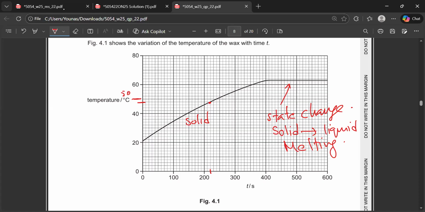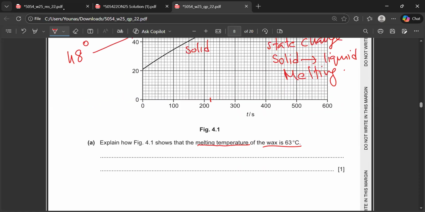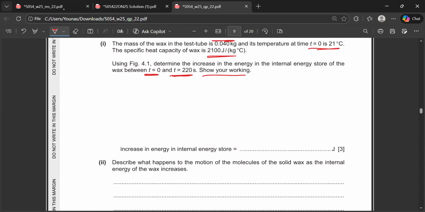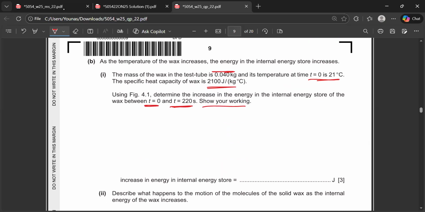So this is 50. So this temperature, I thought, was 44. It's 48, because this is 16. So 48, sorry for that. Okay, so I know the initial temperature. So you can say that theta 1 is 21. Theta 2 is 48. The change in theta is 48 minus 21.